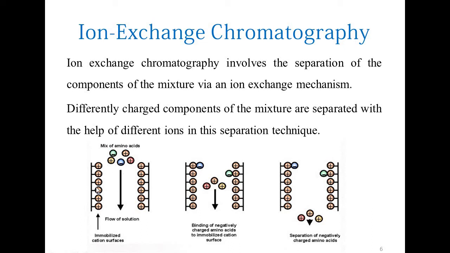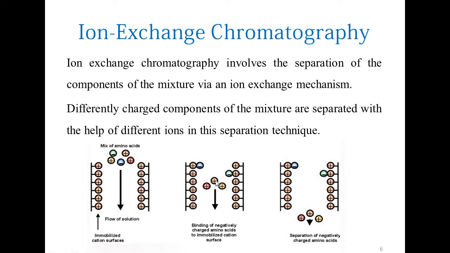So consider this is the column, which has a stationary phase with a positive charge. When you place a sample with your mobile phase containing some positive ions and some negative ions, as they move through the column, the positive charge on the stationary phase attracts the negative charge from the mobile phase and sample. So ultimately the negative charge binds to the stationary phase.